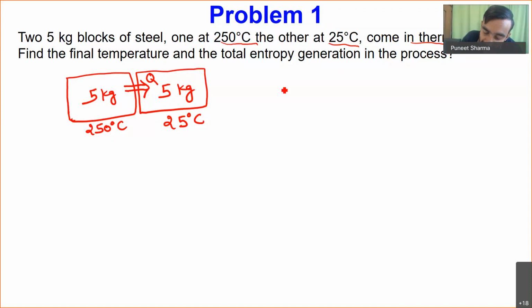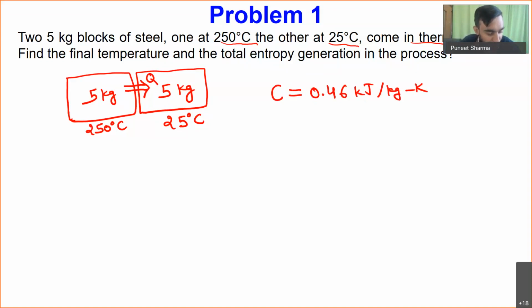One piece of data is not provided here, so let me write it: the specific heat of steel is 0.46 kilojoule per kg Kelvin. So this is one additional piece of data, the specific heat of the steel.